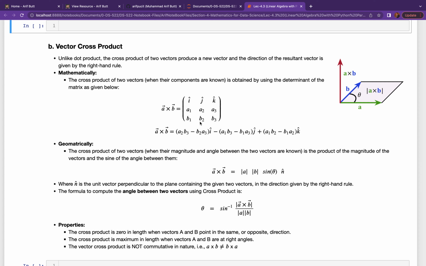If the magnitudes of the two vectors and the angle between them are known, you can determine the cross product by multiplying the two magnitudes and the sine of the angle between them. And this n hat is actually the unit vector in the direction given by the right hand rule again. The formula to compute the angle between two vectors using the cross product is shown over here. Remember, unlike a dot product, cross product is not commutative. A cross B is not equal to B cross A.